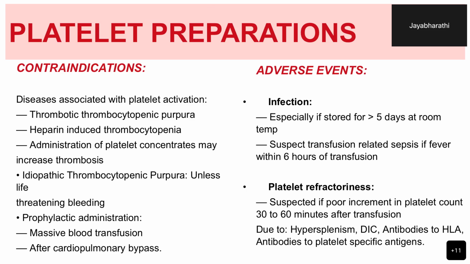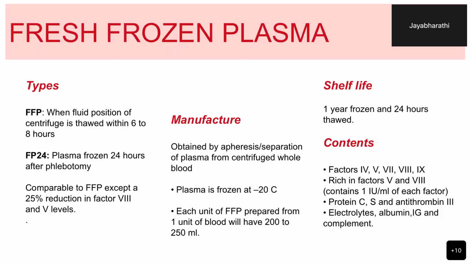And platelet refractoriness is suspected if there is poor increment in platelet count 30 to 60 minutes after transfusion, which occurs due to hypersplenism, DIC, antibodies to HLA, and antibodies to platelet-specific antigens. Coming to plasma fractions, fresh frozen plasma.